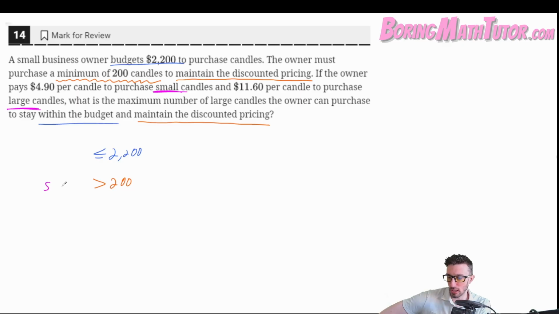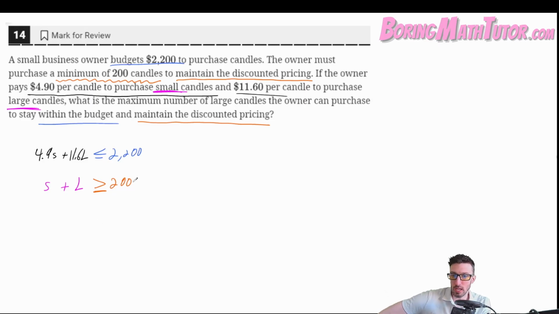So if I call the small candles S and the large candles L, that means S plus L has to be greater than 200. Now, actually, there's a mistake here. Greater than or equal to 200, because it's a minimum of 200, so he could do 200, but he could also do more. And then as far as the $2,200, well, how is that going to go down? It's going to be 4.9 times the number of small candles, so that's 4.9S, plus 11.6L. And that has to be less than or equal to 2,200.